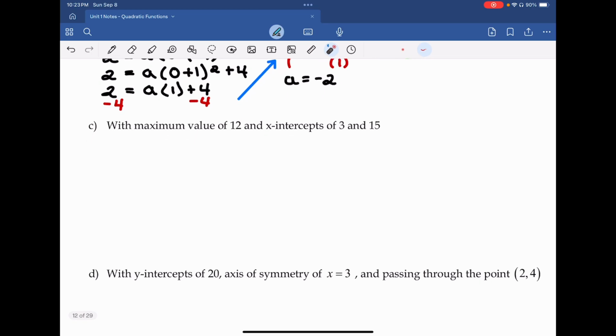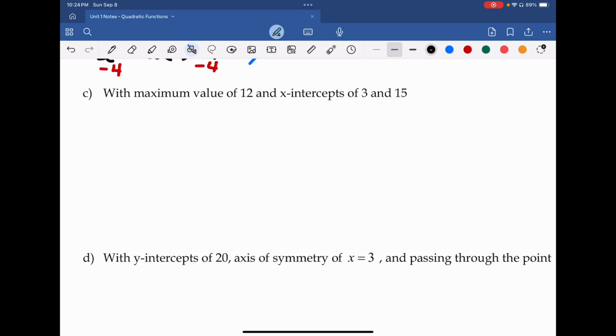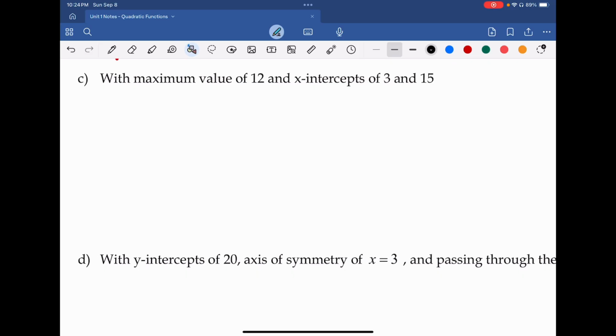Okay, now going down to this description here. We have a maximum value of 12 and an x-intercept at 3 and 15. Now, this one's a little bit tricky, and I highly encourage you to just draw a graph of this just to see what it actually looks like. So if I was to graph this, I'm going to draw a basic Cartesian plane. Where we have a maximum value, maximum meaning this thing faces downwards. It opens downwards, using more formal language. And then on top of that, we have x-intercepts at 3 and 15.